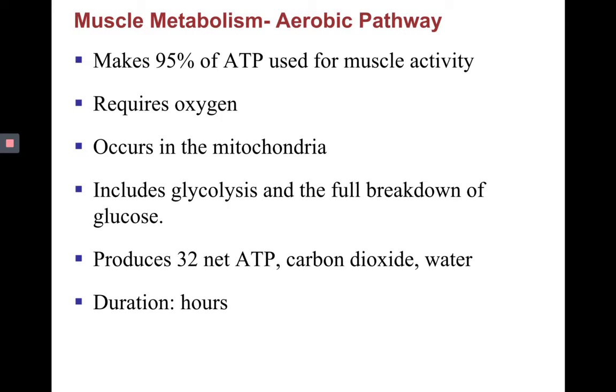So really, we like the aerobic pathway that is primed by the anaerobic glycolysis pathway and then continues with the use of the mitochondria, and this pathway does require oxygen. This is the way that we make 95% of the ATP used for muscle activity, and yes, it does include that anaerobic priming step, but the full breakdown of glucose occurs in the mitochondria. But it takes hours, but we get 32 to 34 net ATP per glucose molecule. And then carbon dioxide and water are byproducts or waste products.